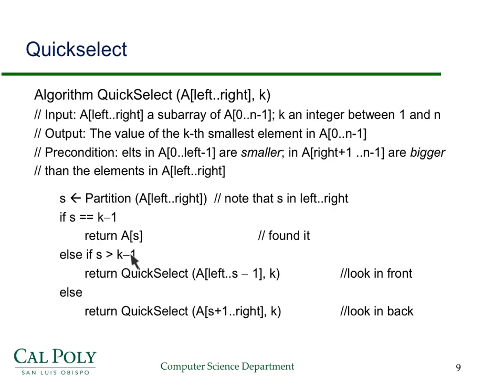Otherwise, if s is bigger than k minus 1, where are we going to look? If we were looking for, say, the 10th number, and s was 15, we know we've got too many small numbers. So we're going to look in the front, in A from left up to s minus 1, and again, we're still looking for the same index because we're working in place in part of the original array. Otherwise, of course, we're going to look in the back. So take a couple minutes and make sure you understand how this works. You might even try to take a small example and work through it.